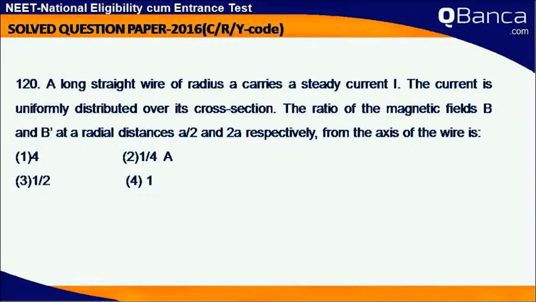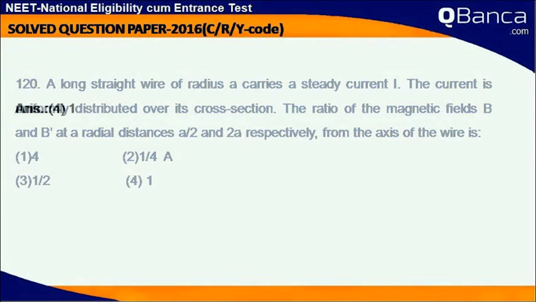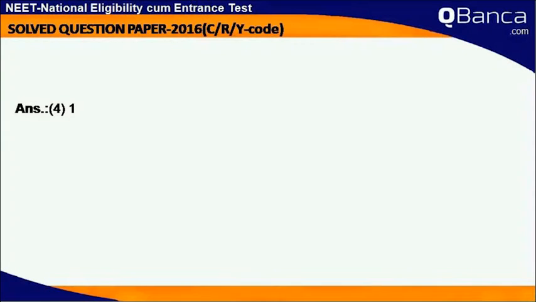A long straight wire of radius A carries a steady current I. The current is uniformly distributed over its cross section. The ratio of the magnetic fields B and B' at radial distances A by 2 and 2A respectively from the axis of the wire is answer 1.